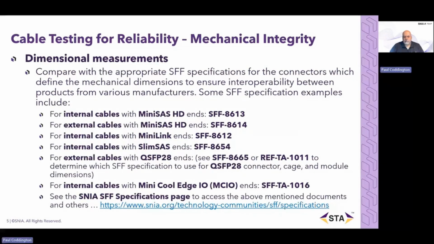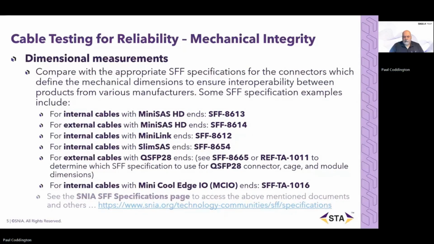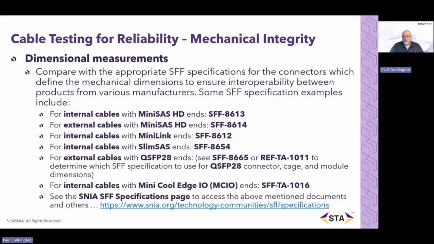Some example SFF specifications are listed here for various common types of SAS internal or SAS external cables. If you need to locate one of these SFF specifications listed here or any other SFF specifications, you can find them on the SNIA SFF specifications page. The link is shown at the bottom of the slide.